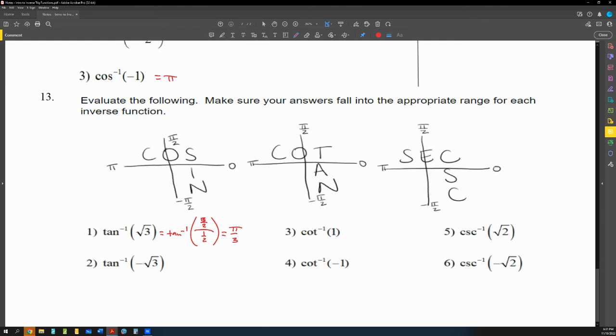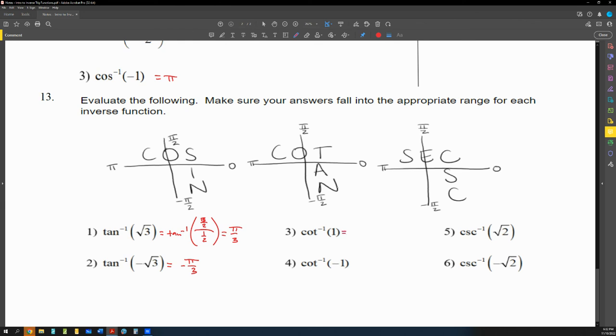The same thing here, but now our root 3 is negative. This would be in quadrant 4 or 2, but over that restricted domain, inverse tangent from negative pi halves to pi halves, this is going to be in quadrant 4, for an answer of negative pi thirds. Okay. Cotangent, where cotangent is equal to 1.